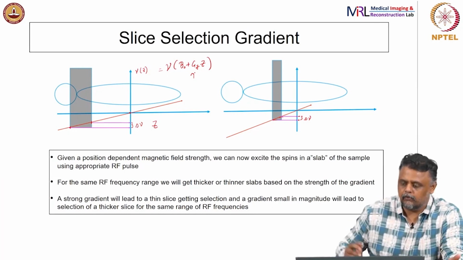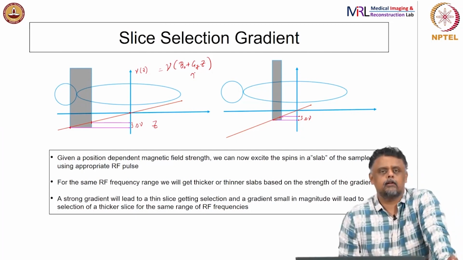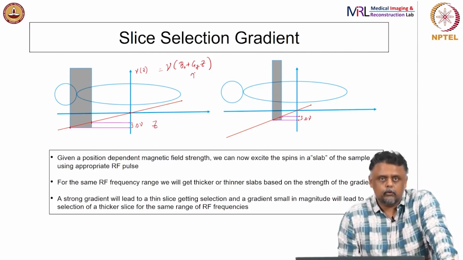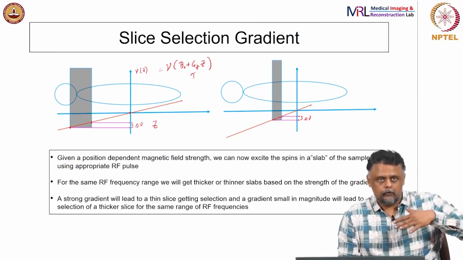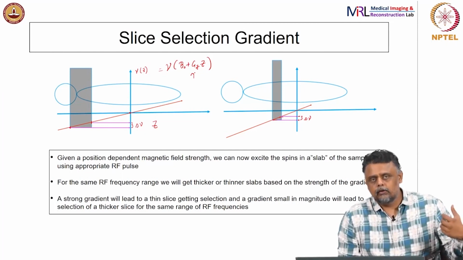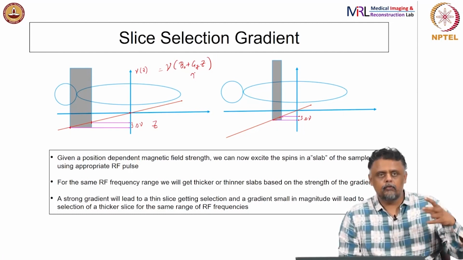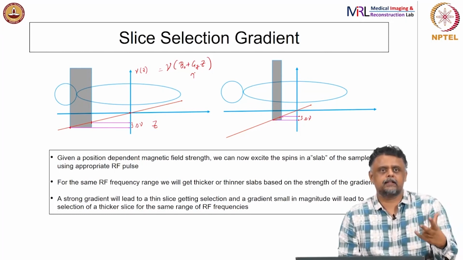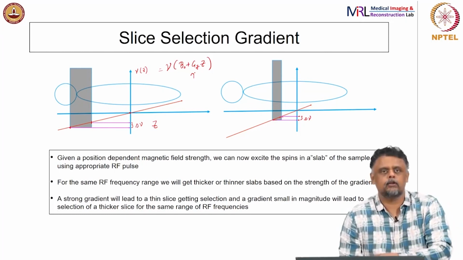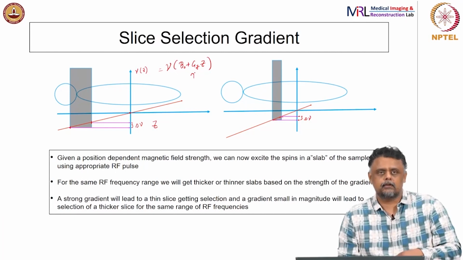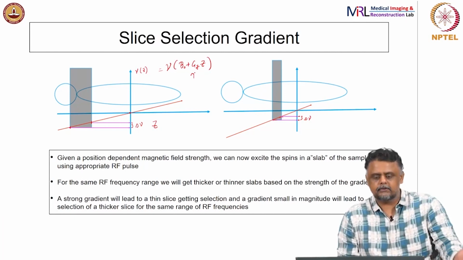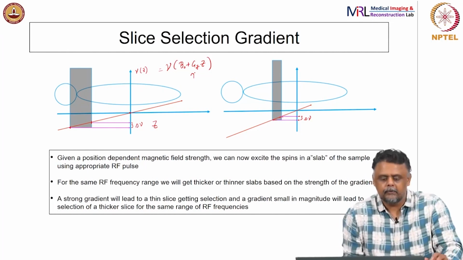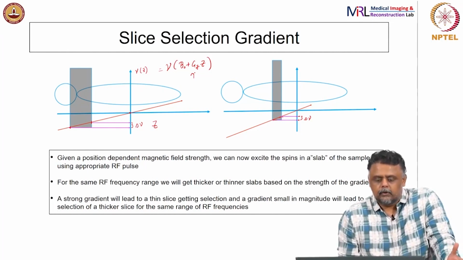So, which means that if you have a very small bandwidth in your radio frequency signal, that will select only a very small or thin slice of tissue. On the other hand, if your gradient is very small, even if you go for your precession frequency to change considerably, you have to go a very longer distance, which means a thicker slice of tissue. So, for the same bandwidth in your RF signal, you will get a thicker slice or a thinner slice depending on the strength of your gradient. So, that is what is shown by this illustration.